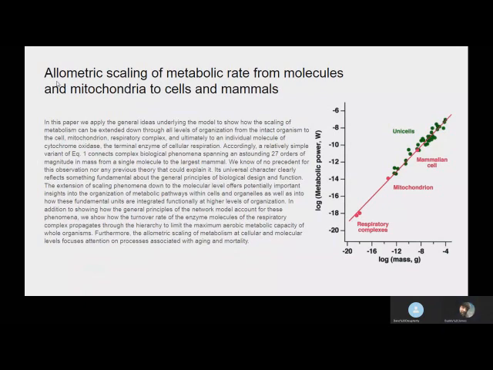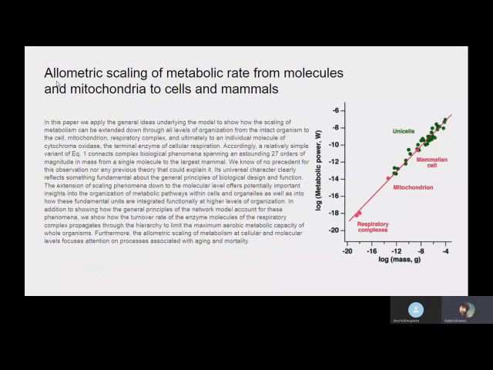The cephalization of the sun connects to the planets, and so forth along the Birkeland currents and the sheaths, creating the individual bodies on the planet. There are deep connections. So in this paper, we apply the general ideas underlying the model to show how the scaling of metabolism can be extended down through all levels of organization, from the intact organism to the cell, mitochondrion, respiratory complex, and ultimately to an individual molecule of cytochrome oxidase, the terminal enzyme of cellular respiration.